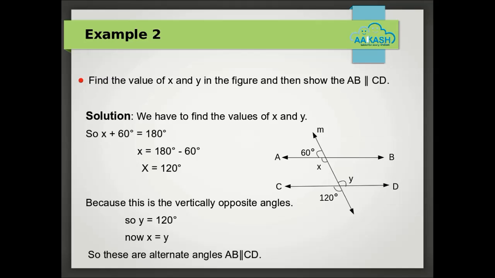Example 2. Find the values of x and y in the figure and then show AB is parallel to CD. Solution. We have to find the values of x and y. So, x plus 60 degrees is equal to 180 degrees. Therefore, x is equal to 180 degrees minus 60, so x is equal to 120 degrees. Because these are vertically opposite angles, y is equal to 120 degrees. Now, x is equal to y, so these are alternate angles. AB is parallel to CD.